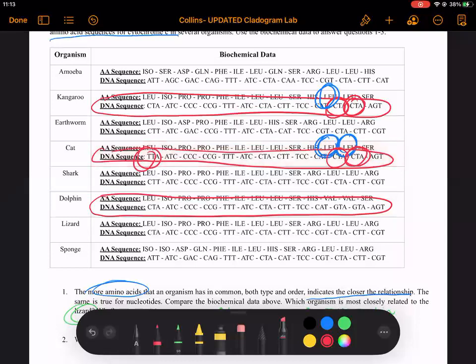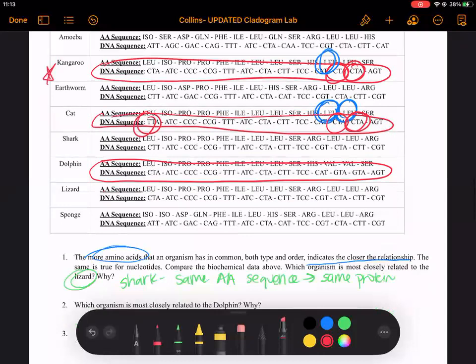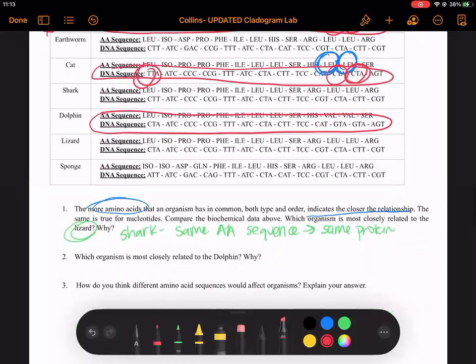Right, so back to what Caitlin was saying, you're right. The kangaroo is most closely related because there's only two differences in those DNA sequences compared to the cats, which have 3. So the kangaroo is most closely related to the dolphin in this case.